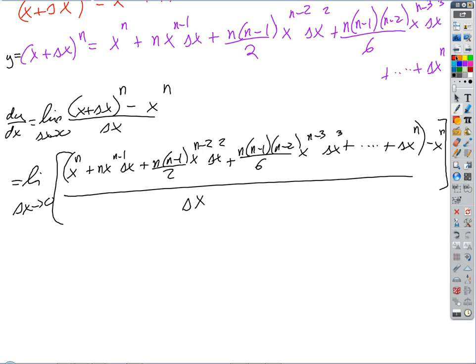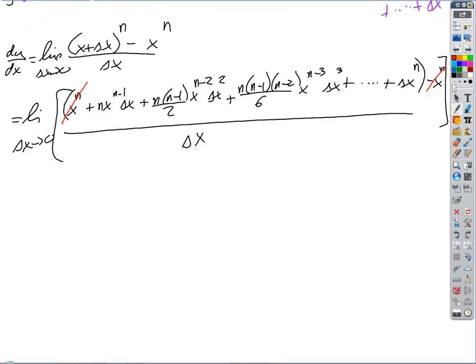The x to the n, yeah, look at that. I can cancel out the x to the n and the x to the n. Okay? So what do you notice about all the rest of those terms? They all have powers of delta x, right? So what could I do? I could take out a delta x. How about that? So I could rewrite this then as the limit of delta x times what's left over.